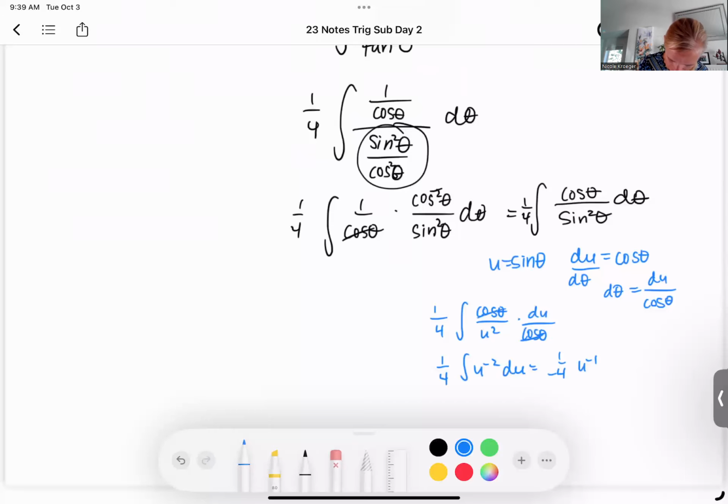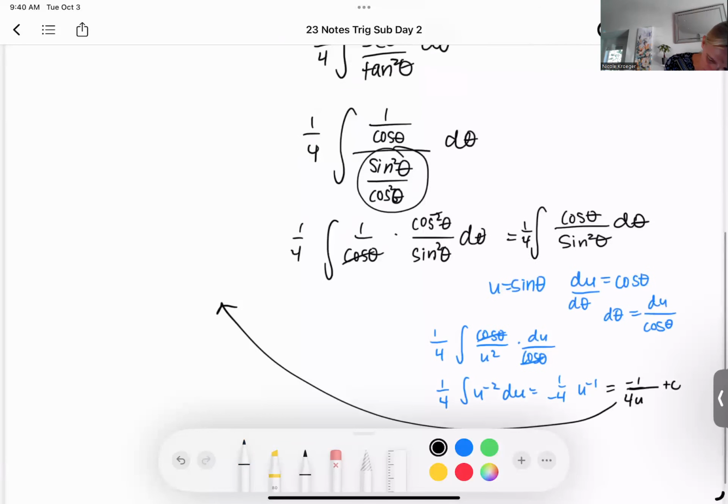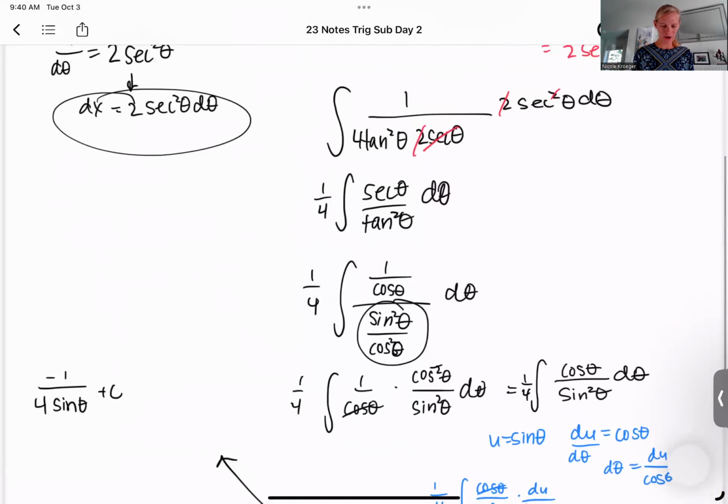And okay, so now we are sort of done. We still have some work to do though. So now we have to plug back, well, let's rewrite this as -1/4u plus c. Okay, so now we have to start plugging things back in so we can plug our u back in. So that gives us -1/4 sine theta.